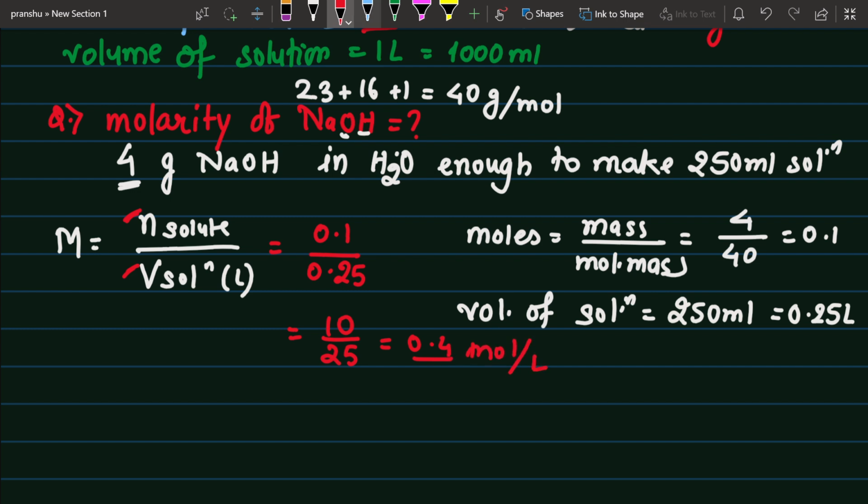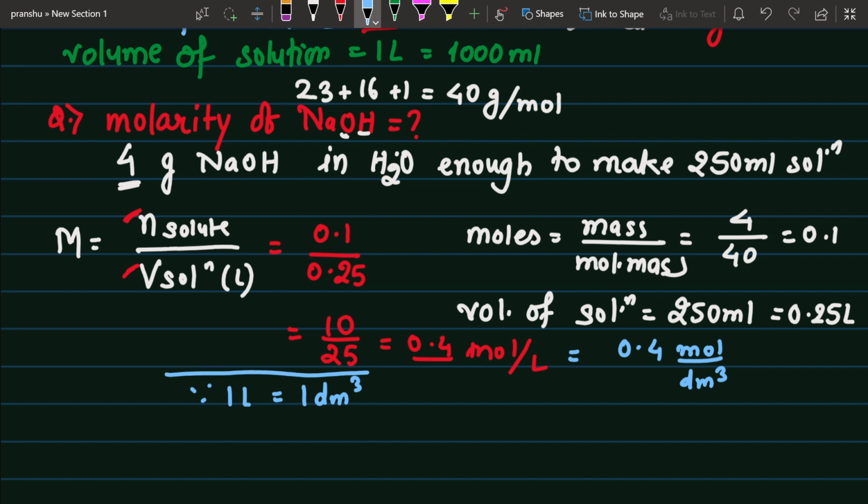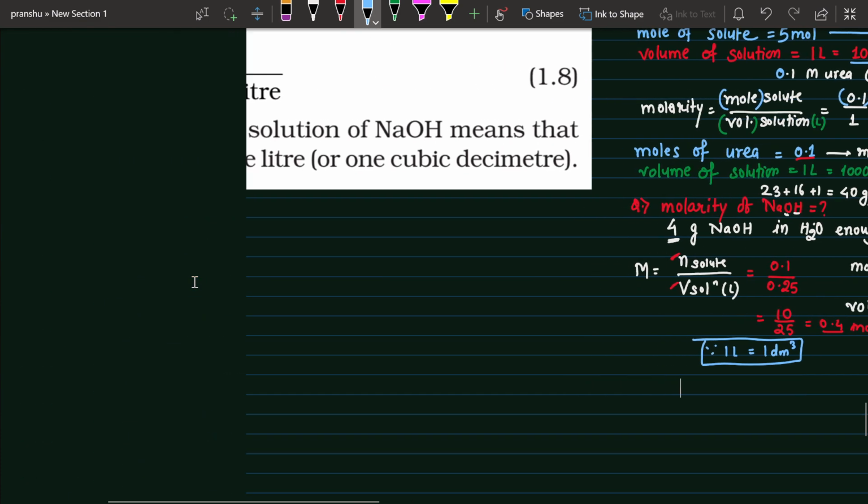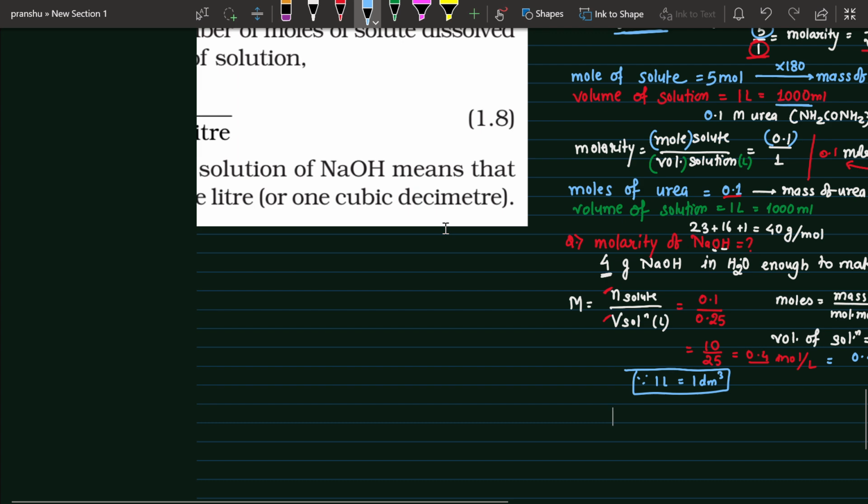Now some conversions are there. 1 liter is equal to 1 dm cube. So we can say 0.4 mole per dm cube. This will be the right answer. Now in molarity we have the denominator, the volume, and volume changes with the temperature. So molarity will also change with temperature.